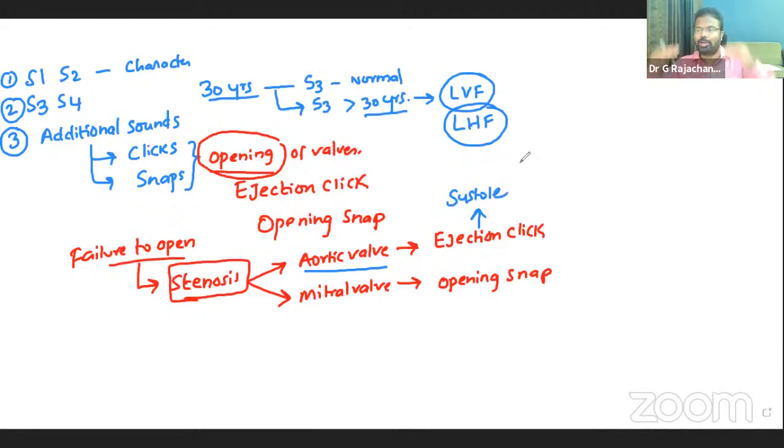Are you with me? Now let us talk about the mitral valve. When the mitral valve opens, blood from the left atrium is entering into the left ventricle. That is the diastolic phase. That means opening snap will be heard in the diastolic phase. That is the classical difference. Ejection click is heard in the aortic area, and opening snap is heard in the apex. So this is another difference which helps us understand whether it is ejection click or opening snap. Shall we put one diagram to explain this in a better way? I'll do that.